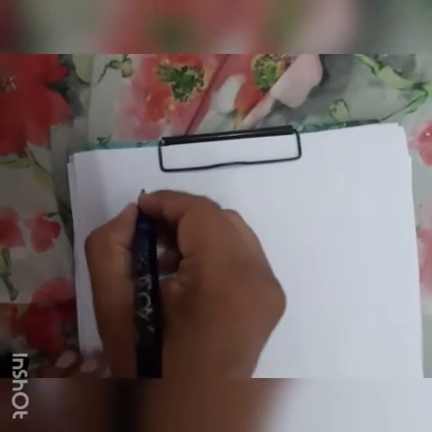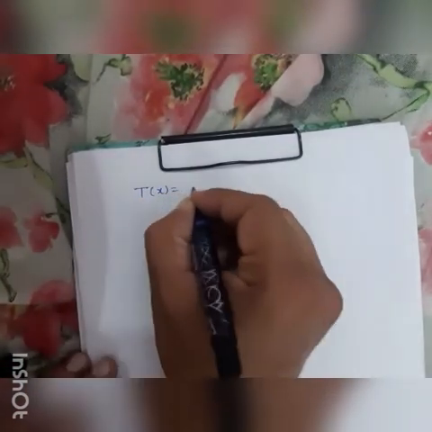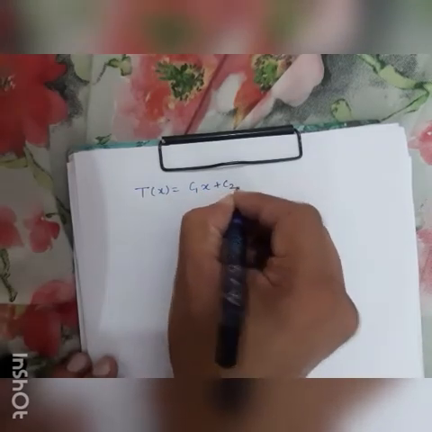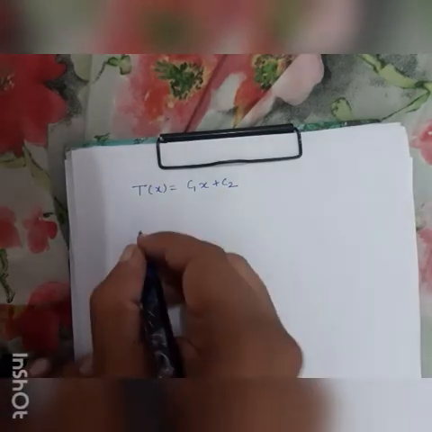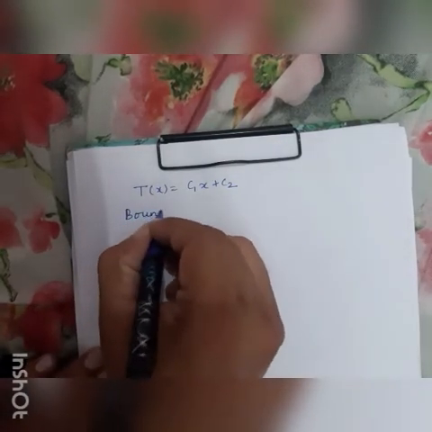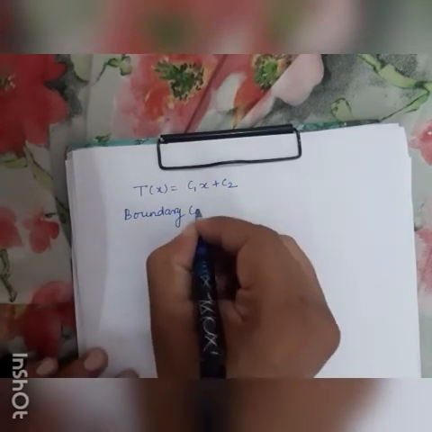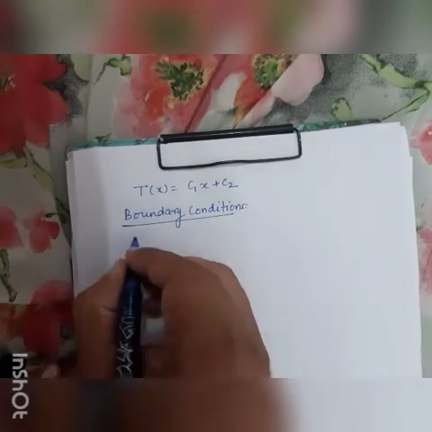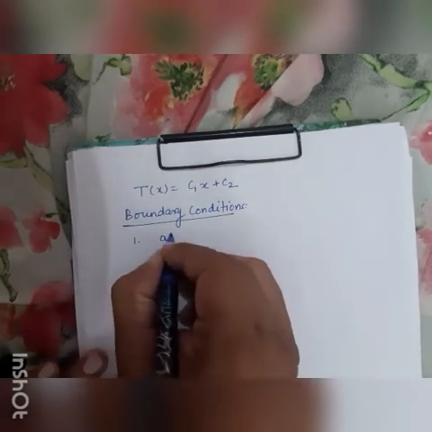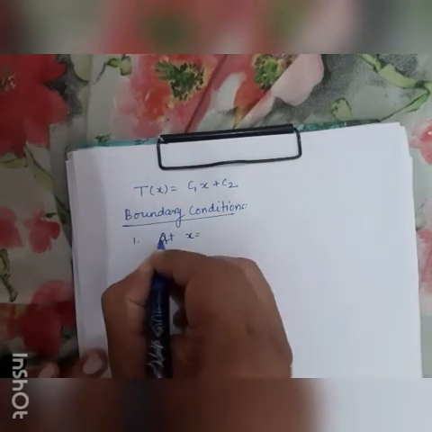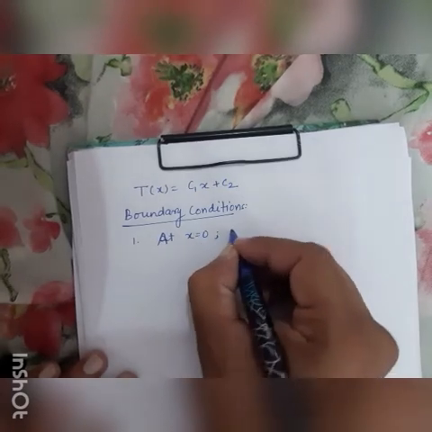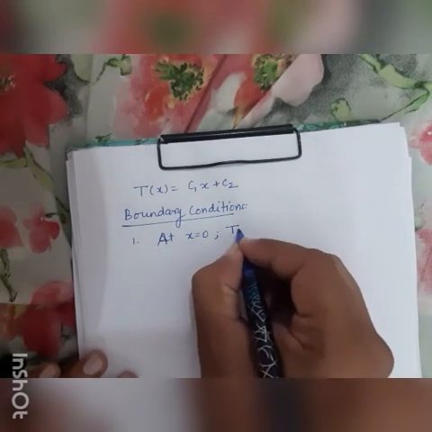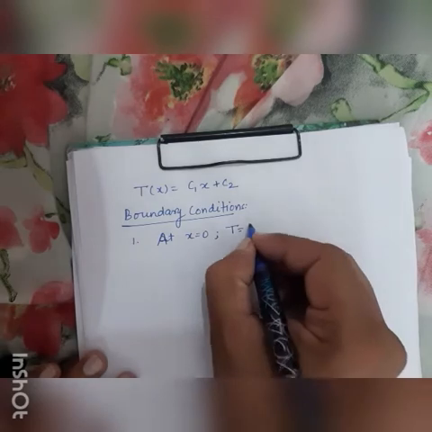Now we have derived that T(x) is equal to C1x plus C2. C1 and C2 are the constants of integration, and they can be determined using certain boundary conditions. Now what are the boundary conditions? The first boundary condition is that at x equals 0, T equals T1.